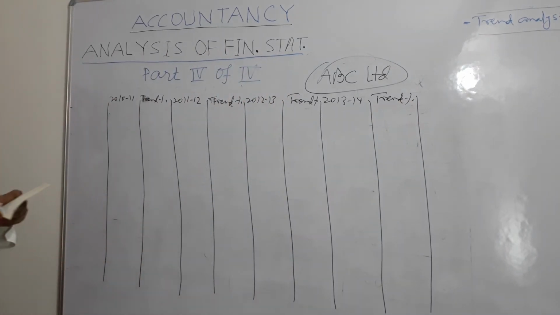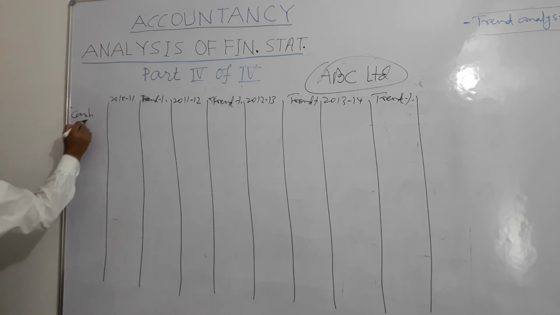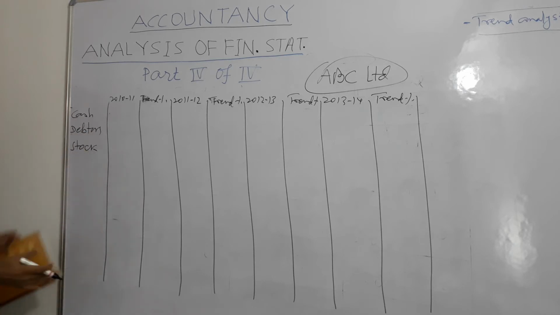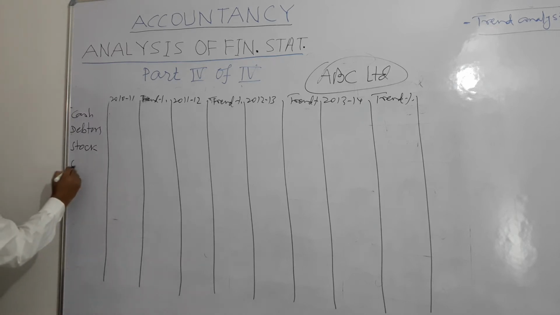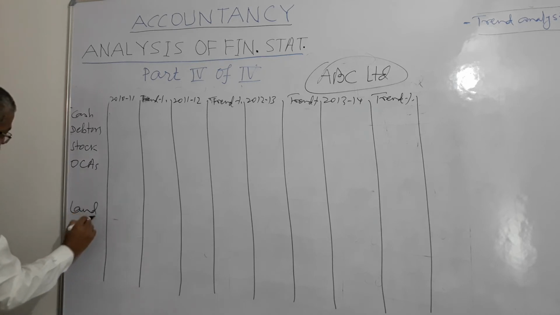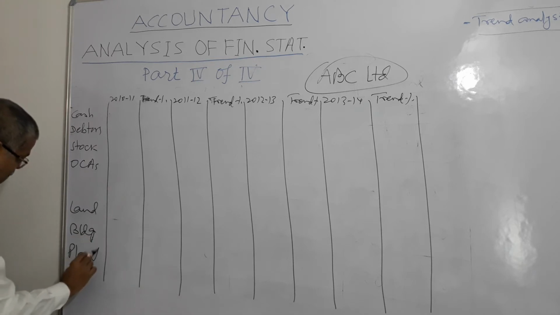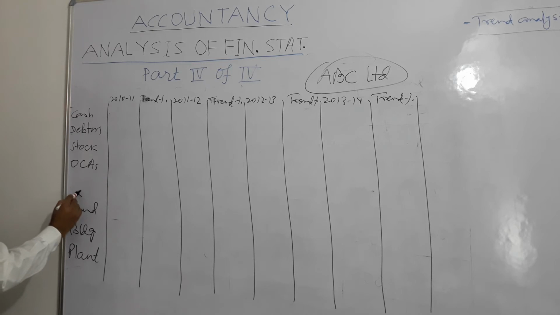Okay, and the items are cash, debtors, stock, other current assets, right? Then we have land, building, plant. These are non-current assets. So we have taken it slightly below.